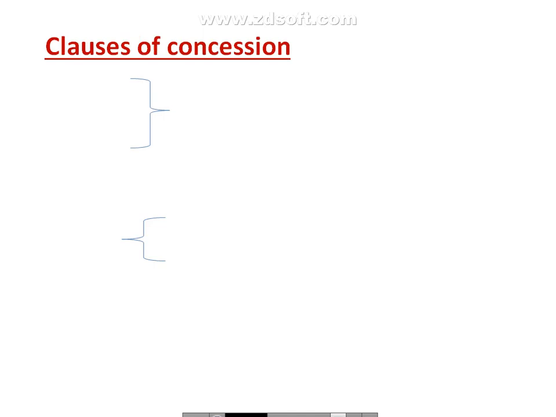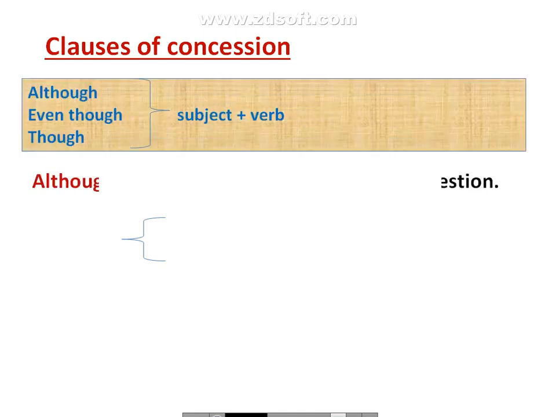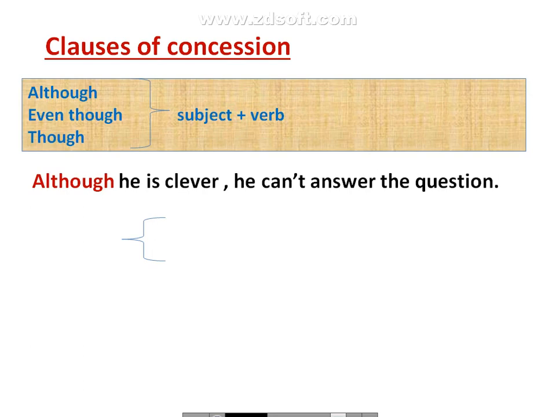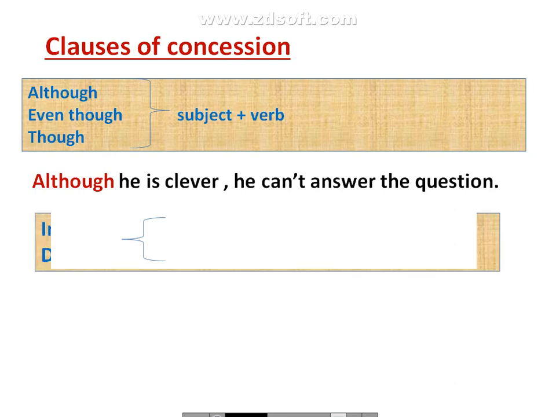Let's end our lesson today with the clauses of concession. We use although, even though, followed with subject plus a verb. Although he is clever, he can't answer the question. We use these linkers to express concession, or to express the opposite idea to the main clause.